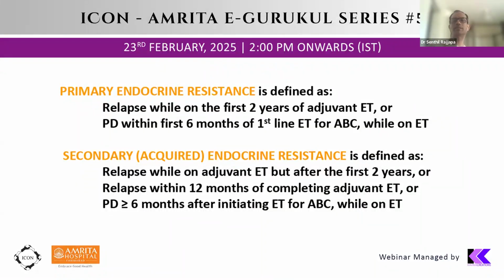So this is very, very important. That's why we are putting this into, you remember, you have to understand that these numbers are very arbitrary. What happens if somebody relapses in the 13th month? What happens if somebody relapses in the 10th month? It's not very different from the 12th month, right? It's like saying platinum resistance. 6 months is platinum resistance. What happens if somebody gets disease back in the 7th month versus 5th month?